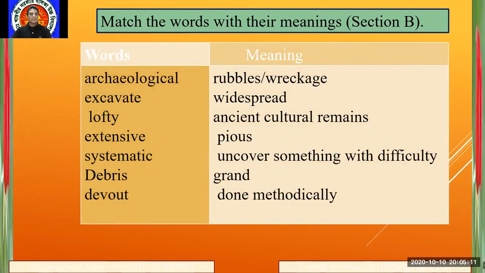In the left side of the column, there are archaeological, excavate, lofty, extensive, systematic, debris, devout. On the right hand side of the column, the words are revels, wreckage, widespread, ancient cultural remains, pass, uncover something with difficulty, grant, done methodically. I hope you can easily match the words.